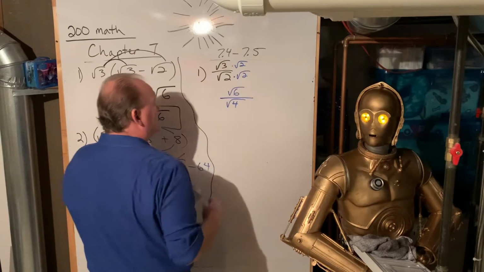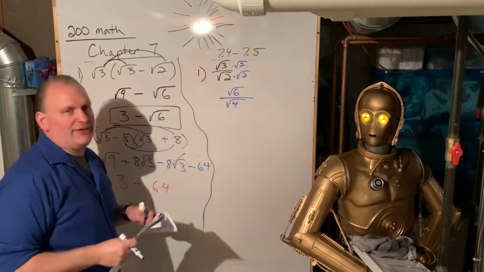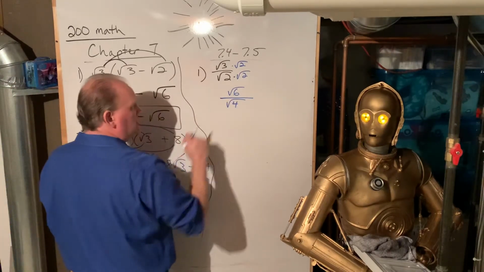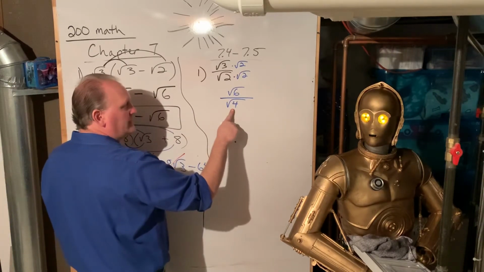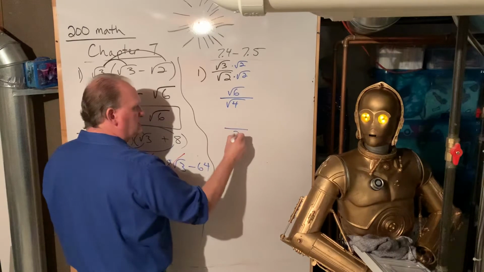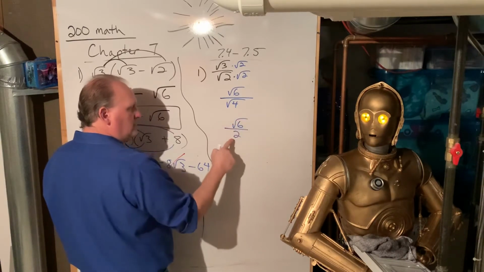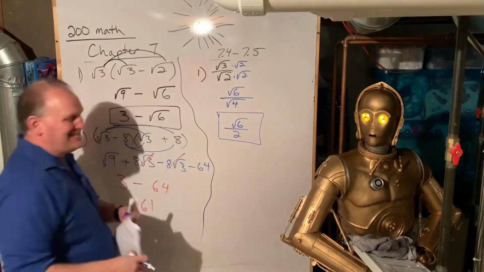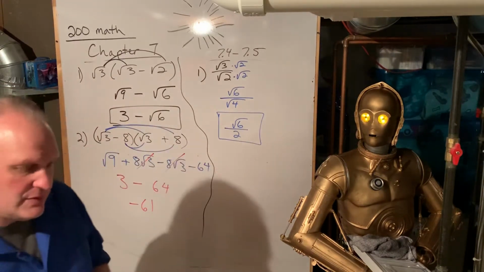We don't really care about the top. When we're rationalizing the denominator, we don't care if the top has a square root in it. We're just trying to fix the bottom. And now we can take the square root of 4. That's 2. And so no more square root in the bottom. We have rationalized the denominator. We fixed it so there's not a square root in the bottom.